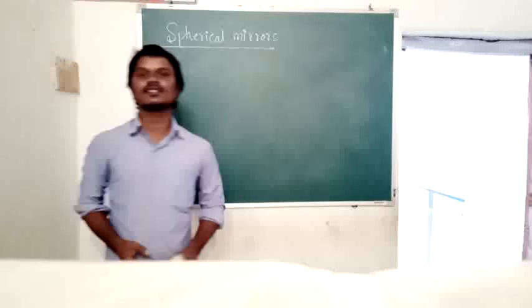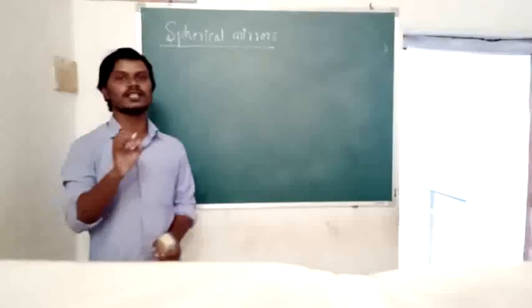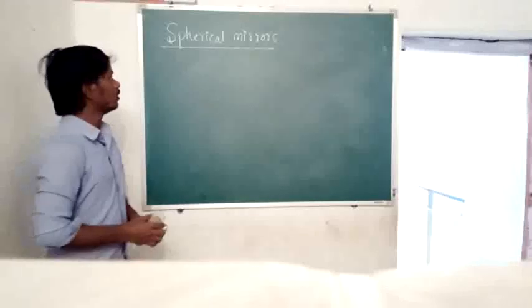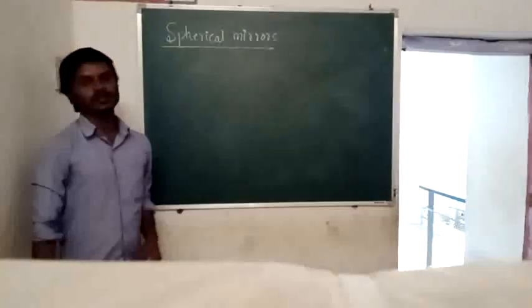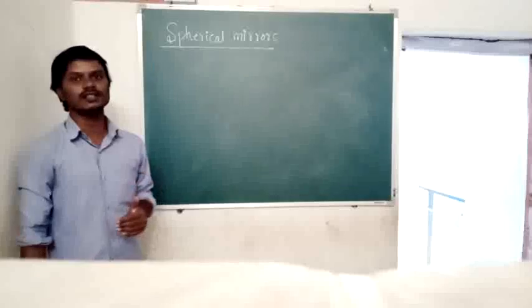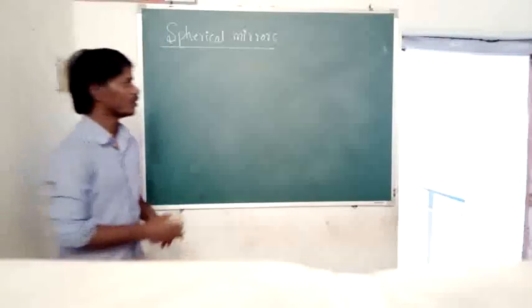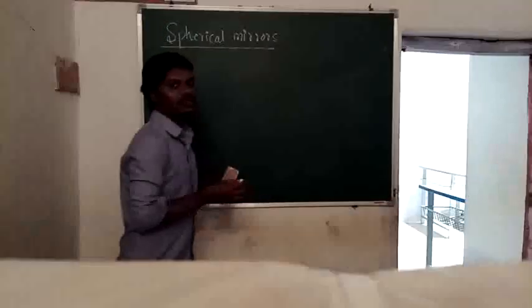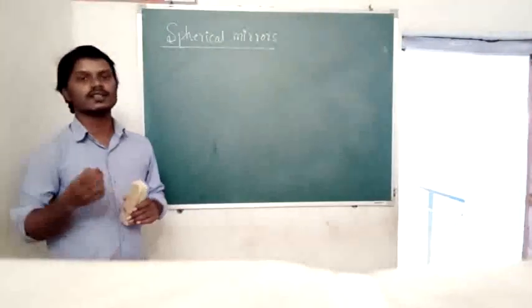So already you know what a plane mirror is. A plane mirror is a mirror whose reflecting surface is planar or flat. Next we are going to discuss spherical mirrors. What are spherical mirrors? These are curved mirrors, so they have a curved shape. There are two types of spherical mirrors. What are those? Concave mirror and convex mirror.